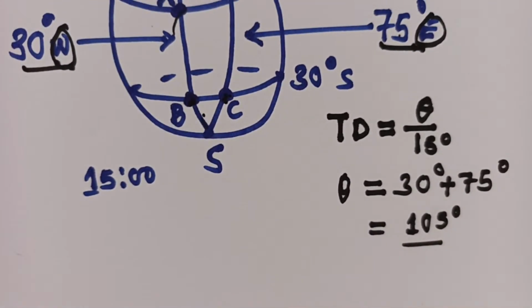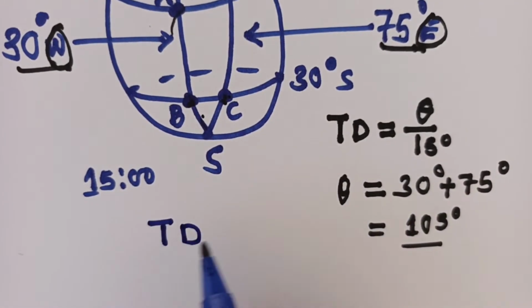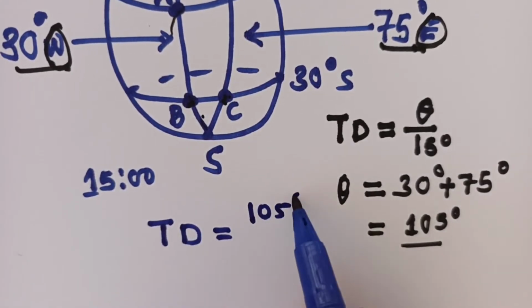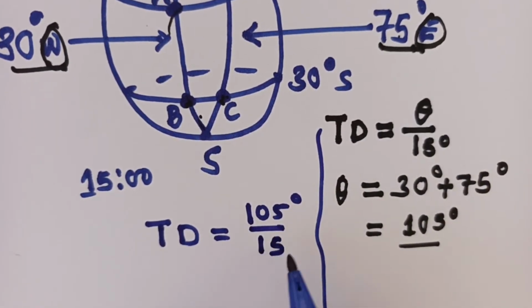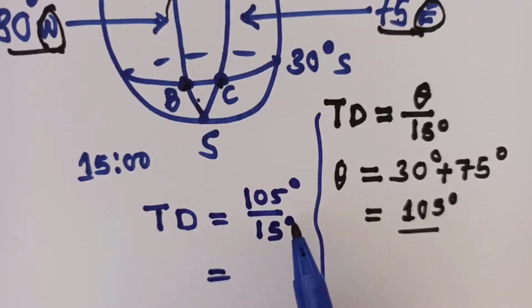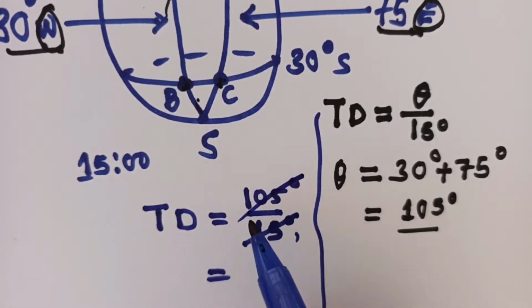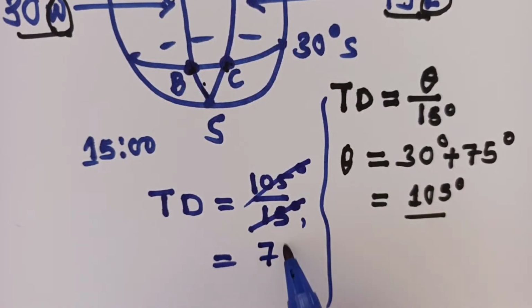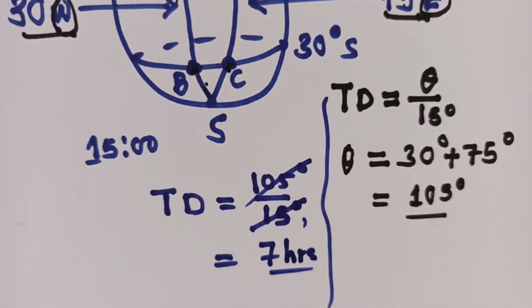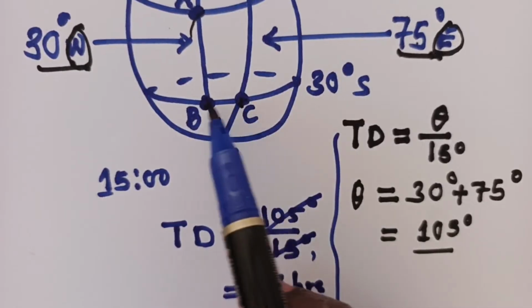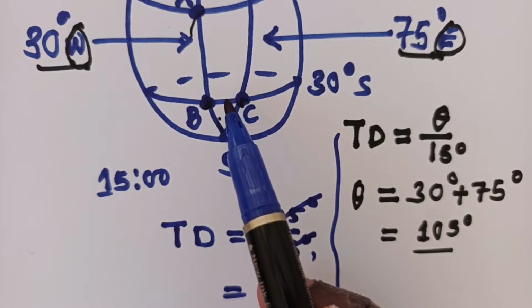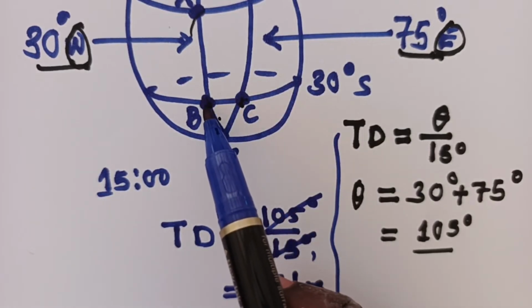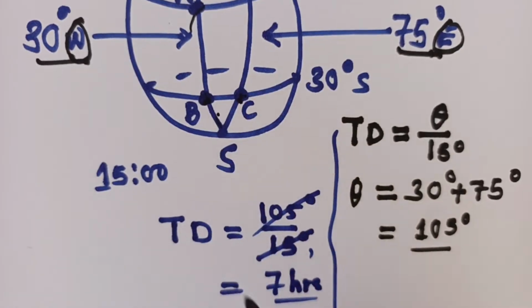So this 105 is what you're going to now put here, where we said time difference is equal to theta over 15 degrees. Now, when you work out, 15 into itself is 1. In 105, it's a 7. So we've got 7 hours. So the difference in time here is 7 hours. So from here to here, it's taking 7 hours. If you're traveling from point B to point C, it should take you 7 hours.